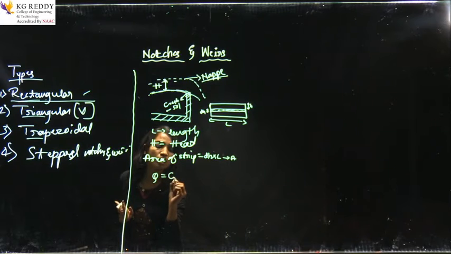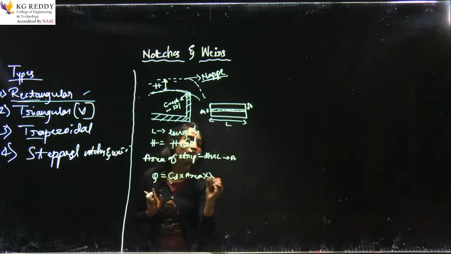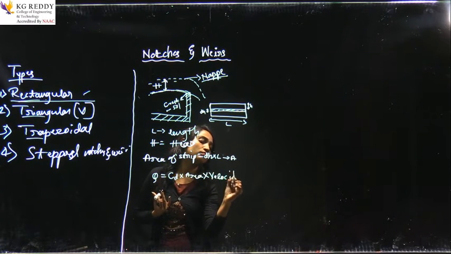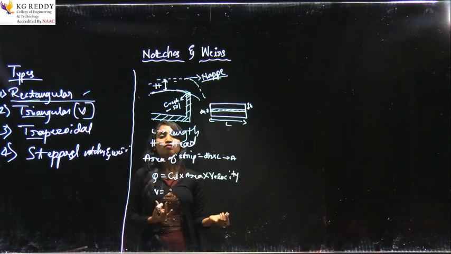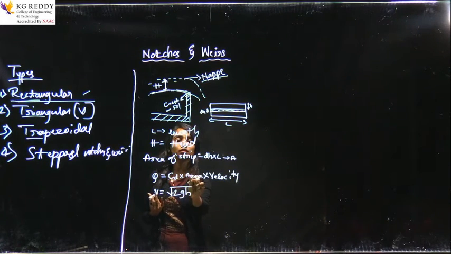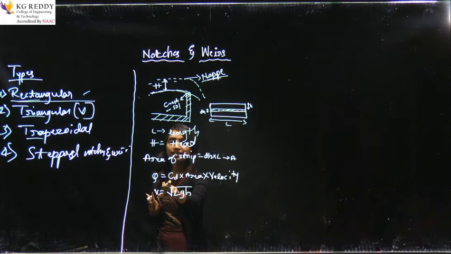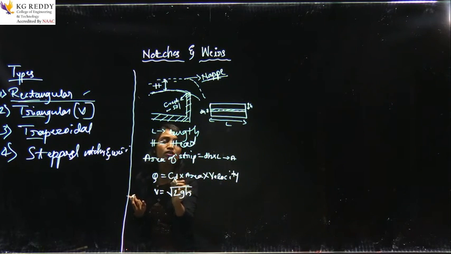Discharge is equal to CD into area into velocity. So, velocity is equal to square root of 2gh. This is the theoretical velocity. Area we know, velocity we know. CD is the coefficient of discharge. What is the coefficient of discharge? For any instrument or device, that discharge coefficient we should multiply to get the exact discharge.